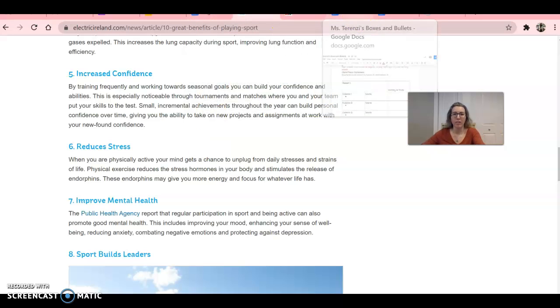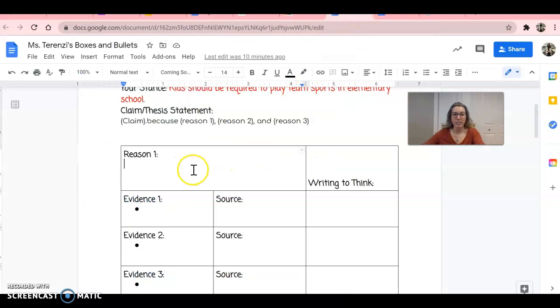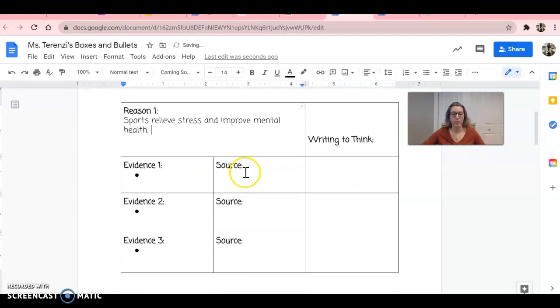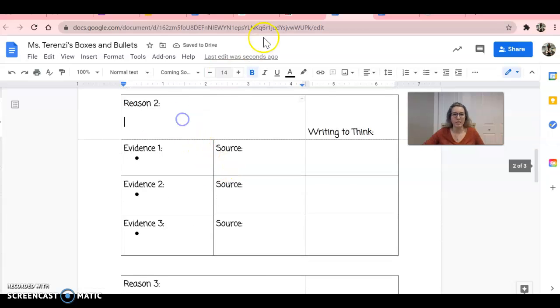So that's going to be one of my reasons. And I know that I can research that, it's a strong reason because people care about their mental health and stress. It's important to people, so it'll be pretty convincing, and I know I can find lots of information on how sports and exercise relieve stress. So I'm going to say reason number 1, sports relieve stress and improve mental health. Okay. It doesn't have to be the exact wording you'll use in your paper, but it should be a complete sentence.